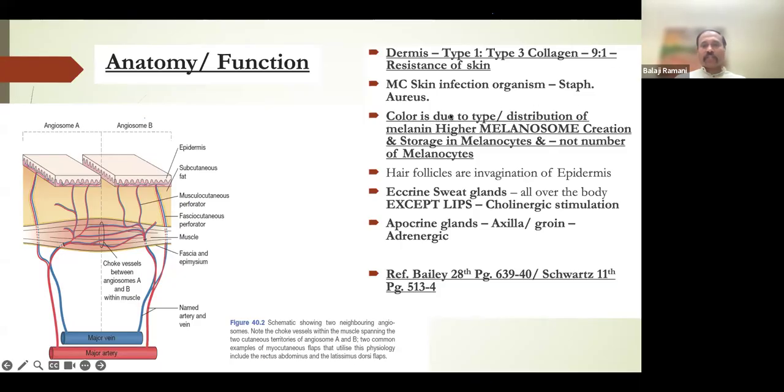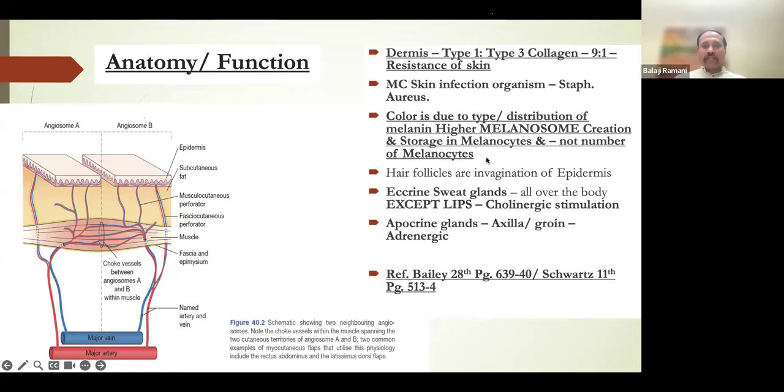It's not the number of melanocytes. The melanocyte number is pretty much standard. So you have eumelanin and pheomelanin, two types. Depending on the type of melanin, you get the skin pigmentation variation between the Caucasian population, the Indian population, and the African American population. So based on that, you can have the variation in the color. That will be determined by the melanosome creation and concentration and their storage in the melanocytes, and that leads to the variation in the color.